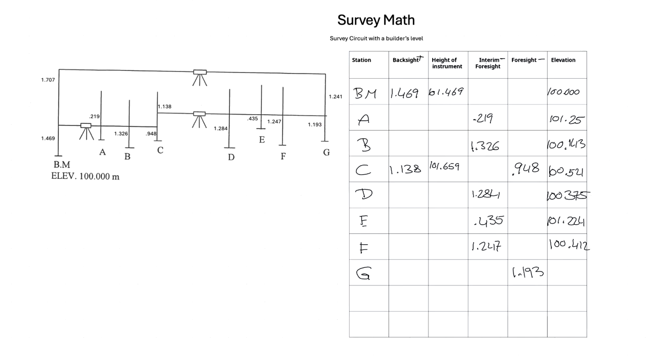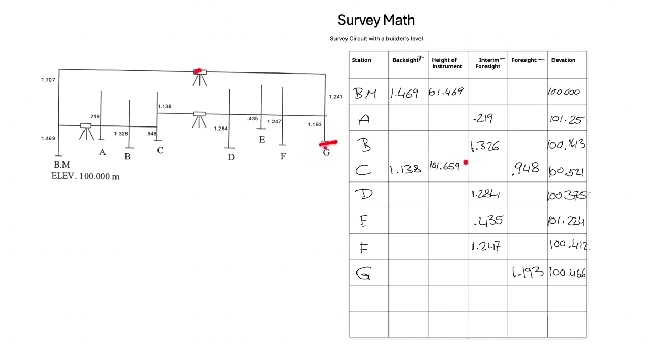1.193. So again, height of instrument 101.659 minus 1.193 gets us the elevation for G, 100.466. Now we are moving our instrument. We're picking it up, we're moving it, and we're taking a backside to G, which is now a known elevation.